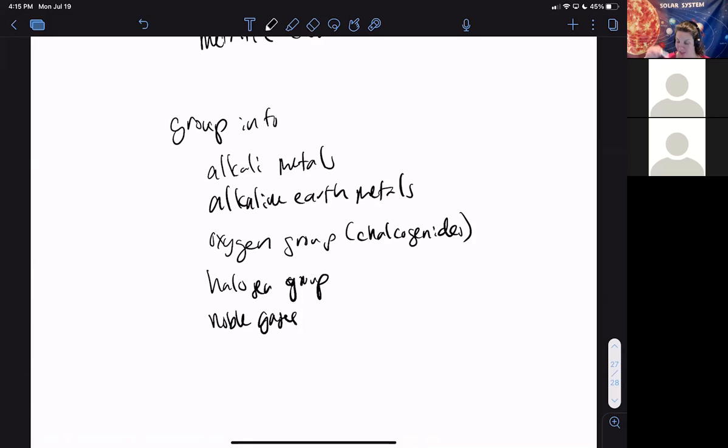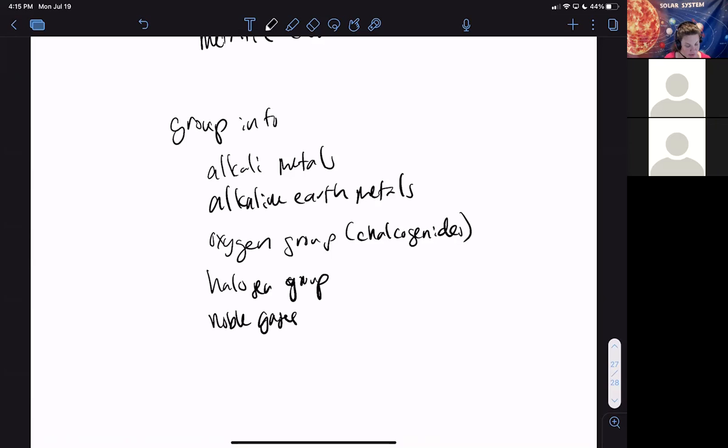Alkali metals and alkaline earth metals are both very reactive to oxygen and water, and that reactivity increases as we go down the table. They have relatively low densities for both of them, but again, they increase as we go down the table. The ionization energies are very low for our alkali metals, reasonably low for our alkaline earth metals, but those ionization energies go down as we go down the periodic table.